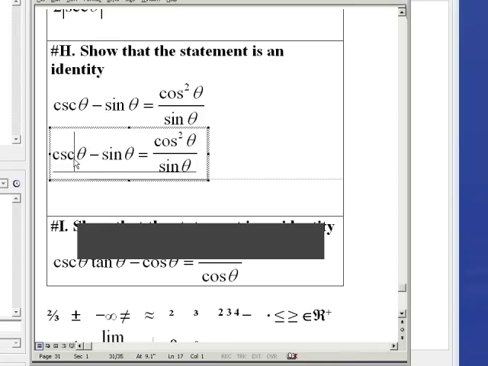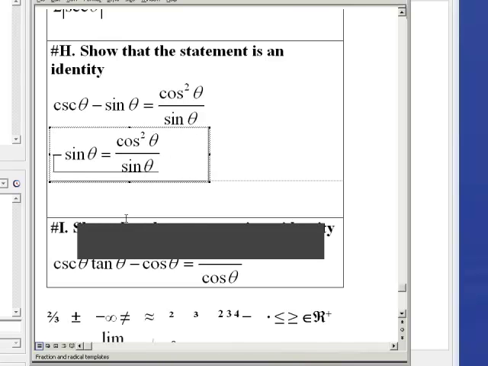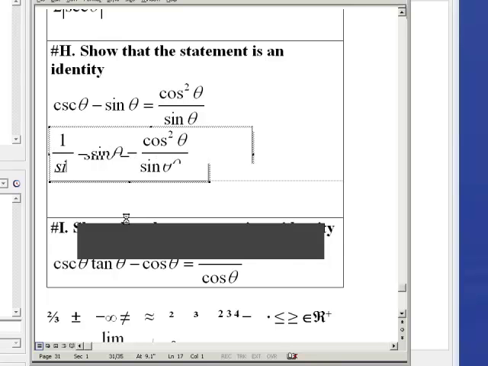Okay, cosecant theta is the same as 1 over sine theta. That's me. 1 minus sine theta.